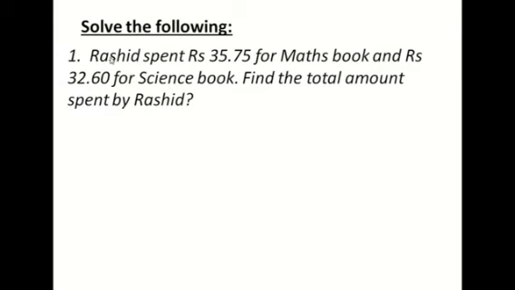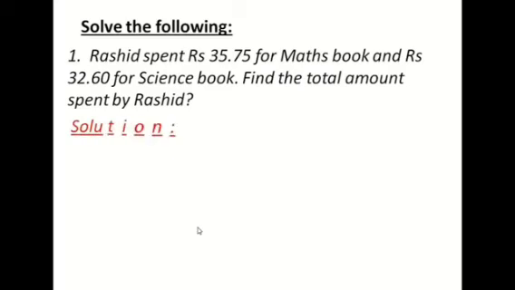Look at the verbal sum here. Rashid spent rupees 35.75 for a maths book and rupees 32.60 for a science book. Find the total amount spent by Rashid. So money spent for the maths book is rupees 35.75 and for the science book it is 32.60. You have to find out the total amount spent by Rashid, so we have to add these two amounts and get the total amount.